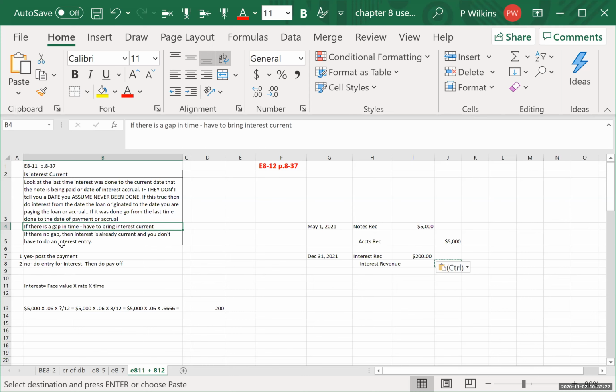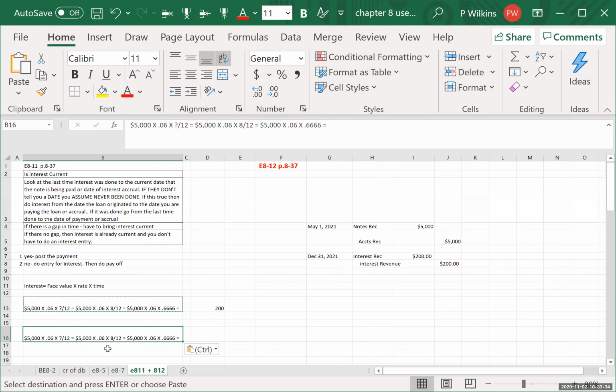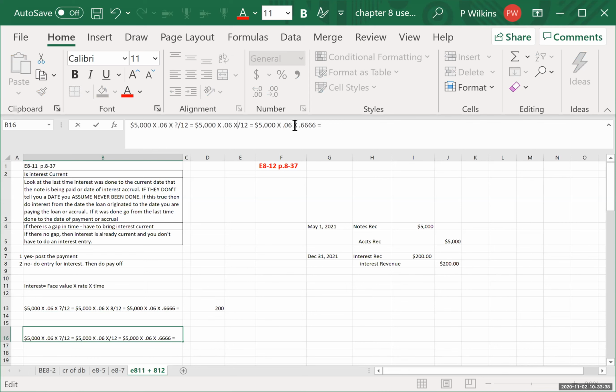Is there a gap in time? Yes, there is a gap in time there, okay? So now we have to bring the interest current. We have to figure out what the interest is to bring it current. So we're going to take that same formula from before. It's going to be $5,000 times 6% times something over 12. What is the something over 12?